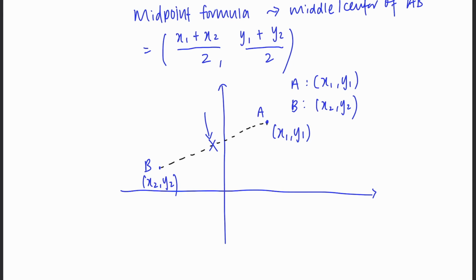So to find the x coordinate of this midpoint is essentially (x1 plus x2) divided by 2. So you're just going to take these 2 values, add them up and divide by 2. Likewise for y, you're just going to add y1 plus y2 and divide by 2. So this gives you the average of the 2 points, which is also the midpoint.